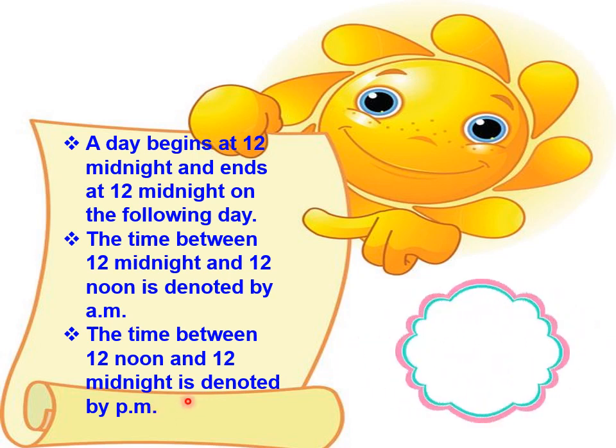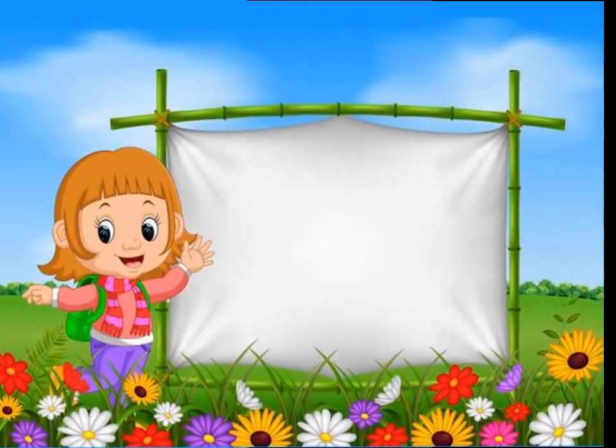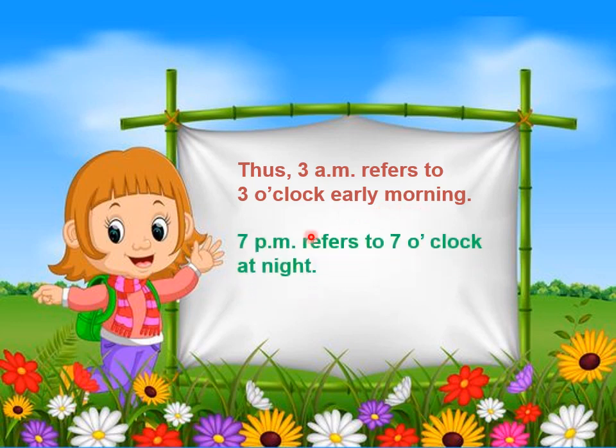So what is the full form of AM? AM means ante meridiem. And PM means post meridiem. Thus 3 a.m. refers to 3 o'clock early in the morning. How will we know that it is early morning? Because of a.m. written in 3 a.m. Then 7 p.m. Here p.m. refers to the time from 12 noon to 12 midnight, so it is 7 o'clock at night.